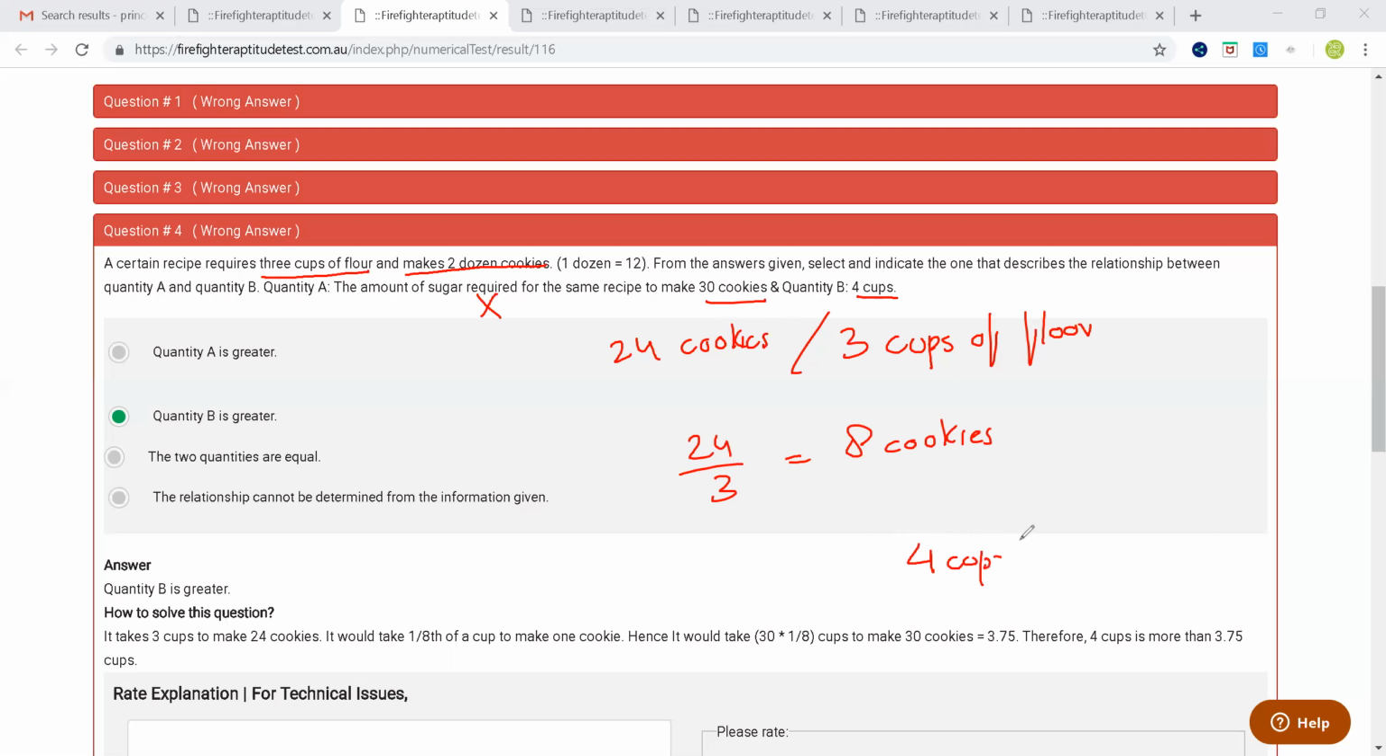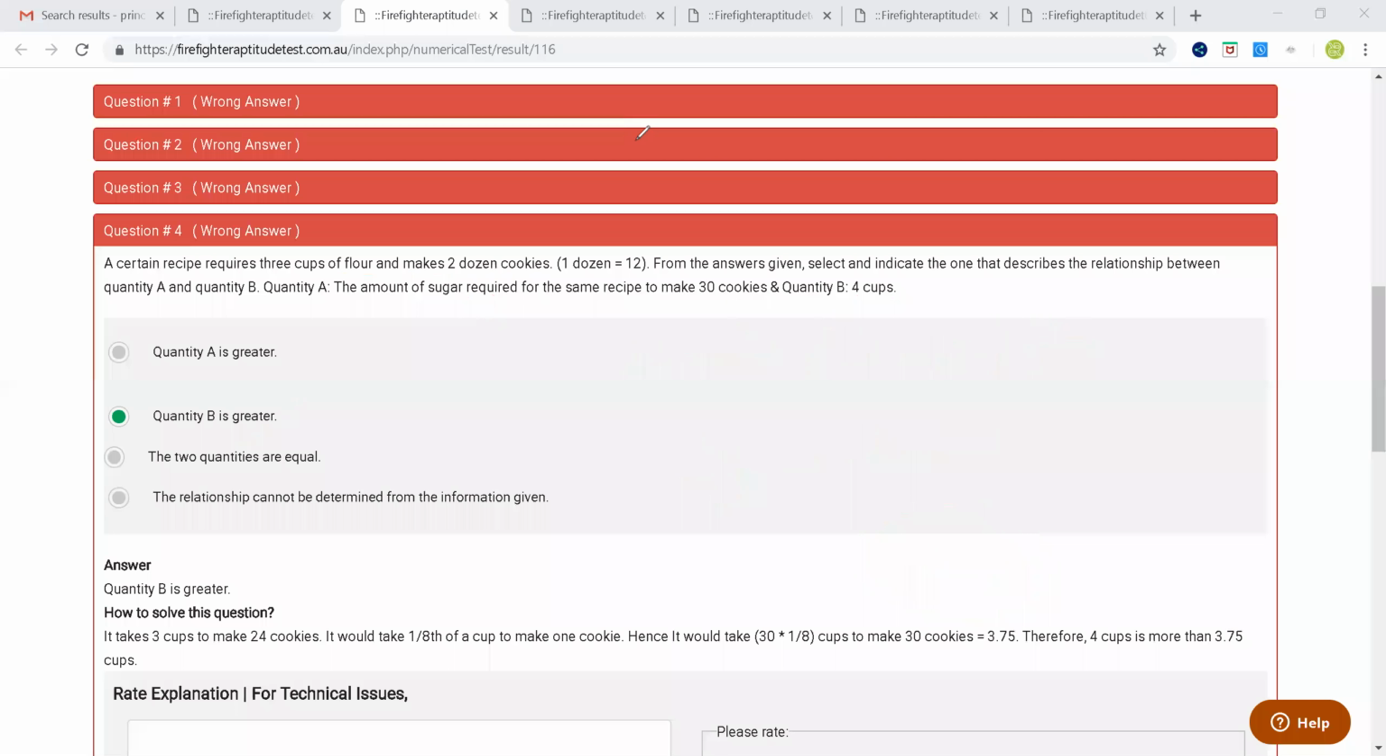And flour is a much greater amount in cookies than sugar itself. So quantity B is bigger. It's a general question actually. So there's no complex mathematics involved in it.